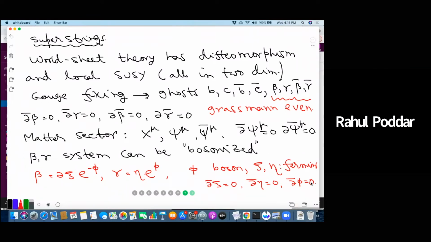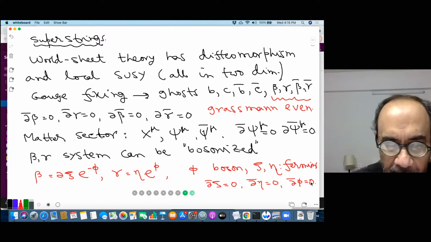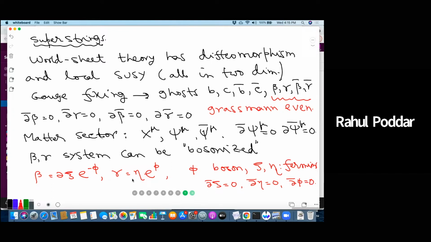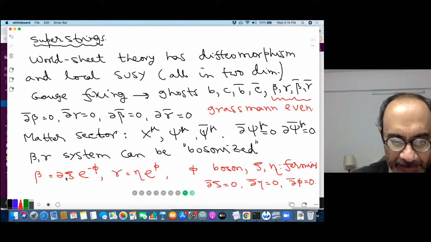Do you mean del eta e phi for gamma? Pardon? Is it del eta e phi? No, it's just eta. And that's important. It's not del eta. Here there is a derivative of xi, but this is just eta.